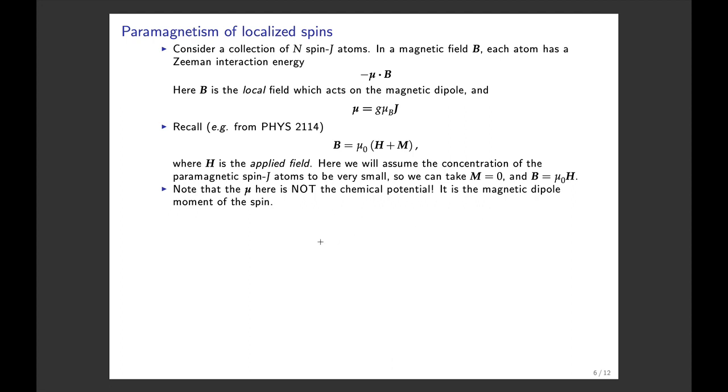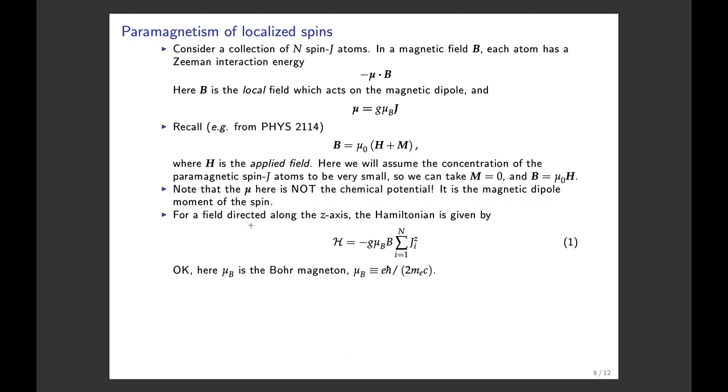Now, just a note about notation, mu, which is in bold, which means it's a vector here, is not the chemical potential. It's a magnetic dipole moment. We will get to the chemical potential, and we'll use mu for that. So there's an opportunity here to get confused, and it's just because we don't have enough Greek letters and Latin letters. But in this lecture, mu will be the magnetic dipole moment of one of the spins.